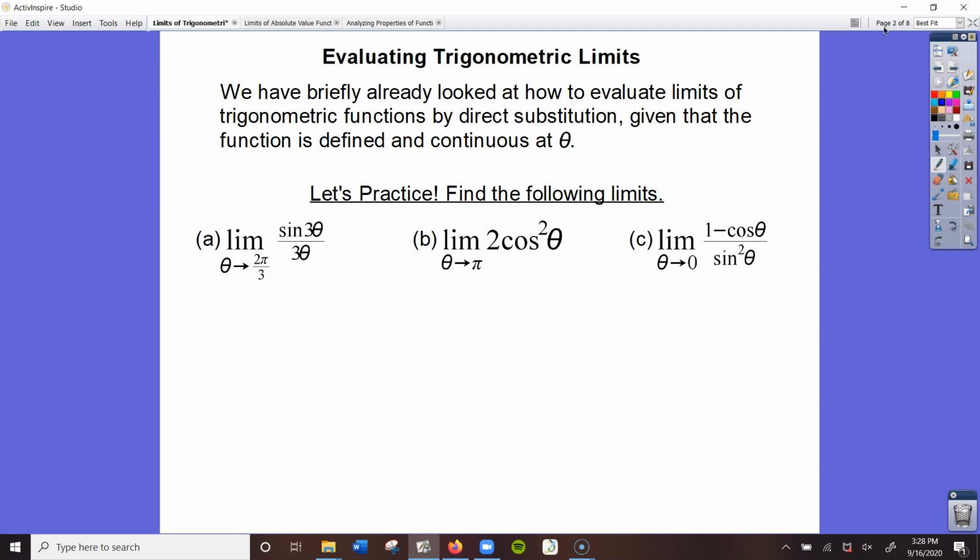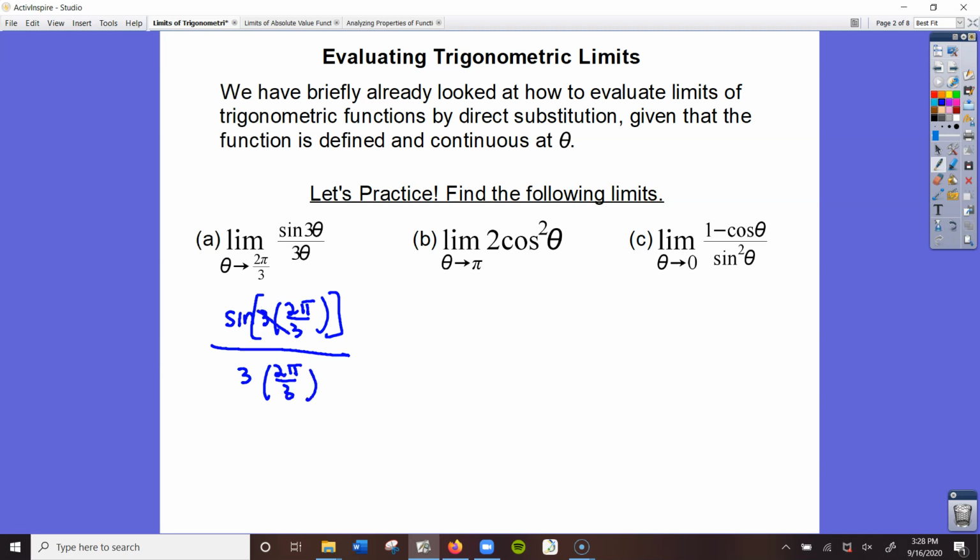Now, when we're trying to evaluate the limit of a trigonometric function, your first thing would be to see if you can plug in that angle measure and see if it gives you an answer. For these, that's exactly what we're going to try, which is the substitution method. We're just going to take whatever theta is approaching and plug it into the function. So for A, we have sine of 3 times 2 pi over 3.